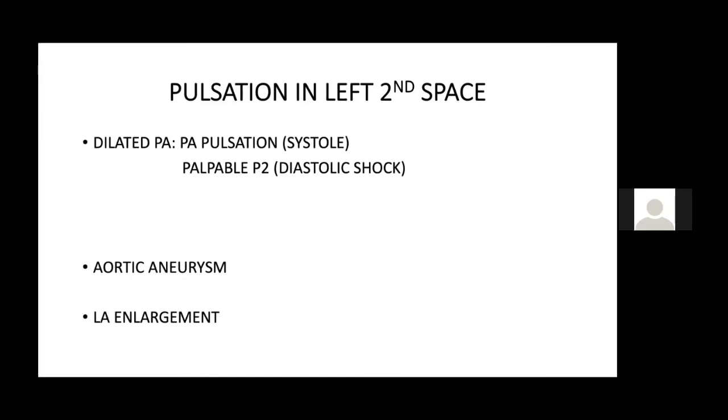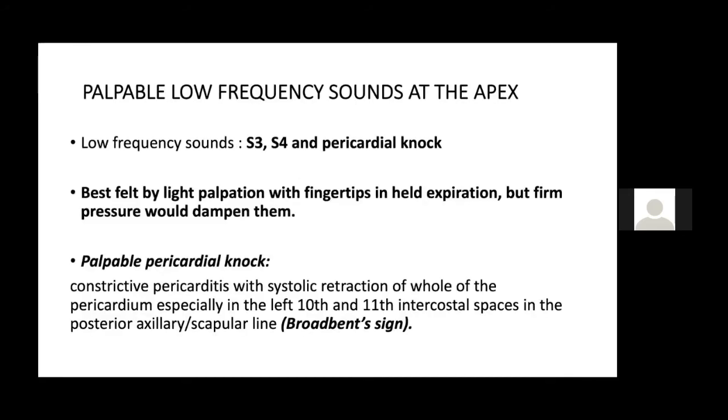One more differential, as I already told you, is CCTGA, LTGA, where because there is a left-posterior aorta, you get pulsations in the left second intercostal space with a palpable A2. Even in patients with aortic aneurysm, we can get a left second intercostal space pulsation, and rarely in patients with LA enlargement, we get left second intercostal space pulsations.